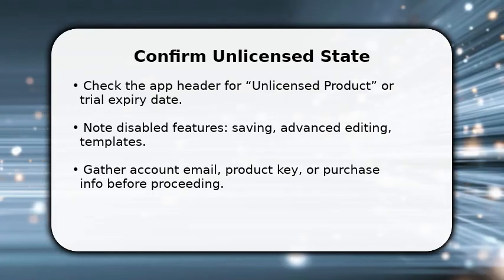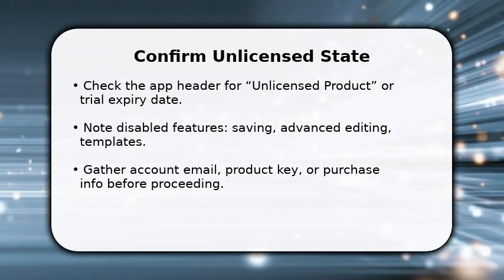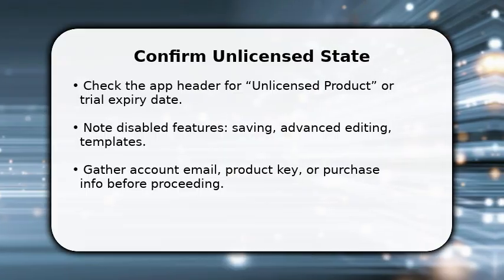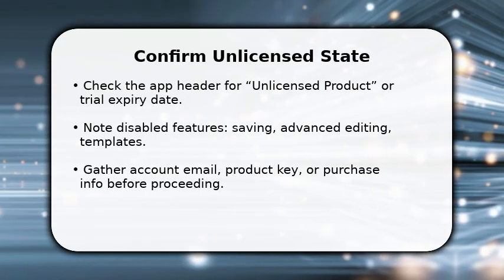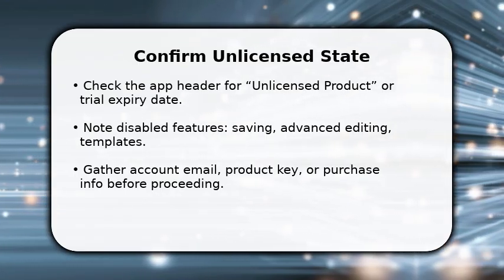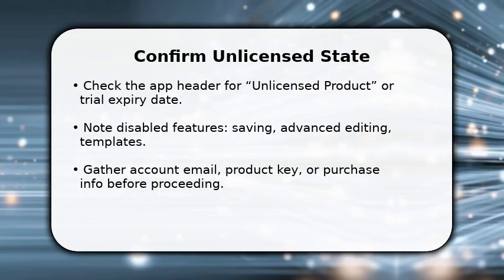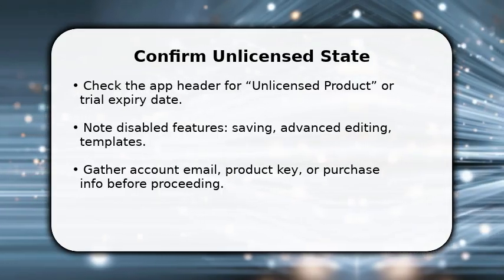You see Unlicensed Product at the top, Act Now. First, confirm which features are blocked and the account associated with this installation, because that determines your options. If you have a product key or purchase receipt, keep it ready. Once done, decide whether you'll activate the product, use limited offline functionality, or switch to a free alternative.